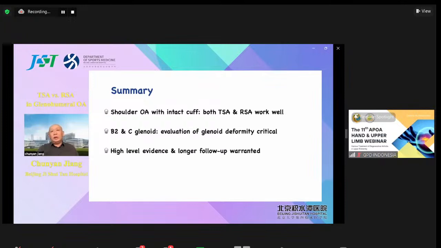Either we do a total or do a reverse. And I think for the future, we need high level evidence and longer follow-up time and a larger case series to further prove that these two kinds of arthroplasties have similar outcomes, or whether one is better than the other. We need a multi-center study or higher level evidence to prove that. And most of all, we need to individualize our treatment for those patients, taking the pathology, the patient characteristics, and the surgeon ourselves into consideration to form the best treatment protocol for these patients.